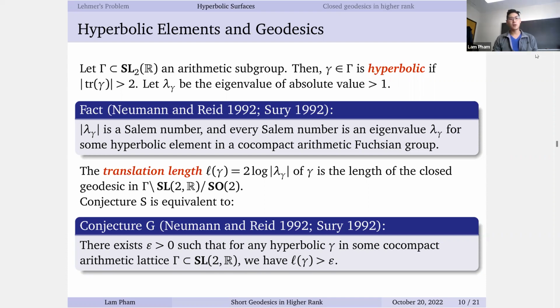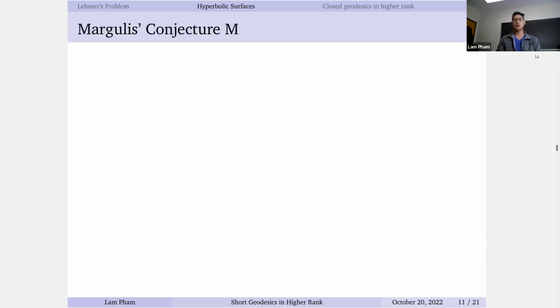So we have all the possible constructions for arithmetic lattices, but we need to have a uniform lower bound. Okay. Now I will try to drift towards the higher rank case and mention Margulis' conjecture, which I will, in this case, call conjecture M.